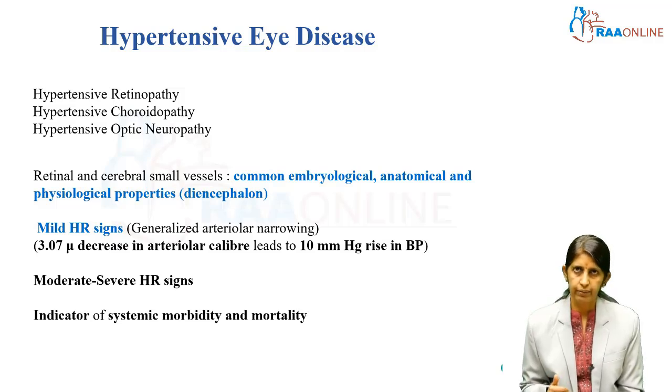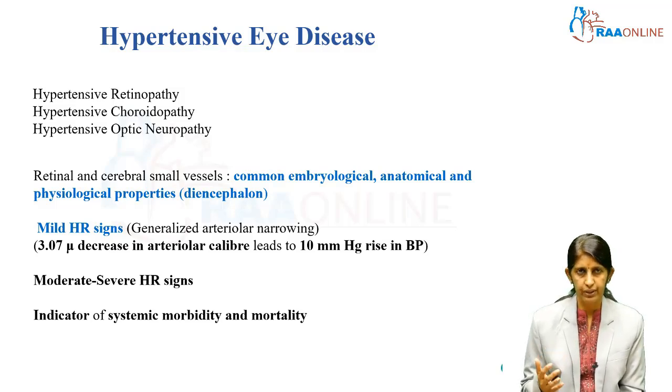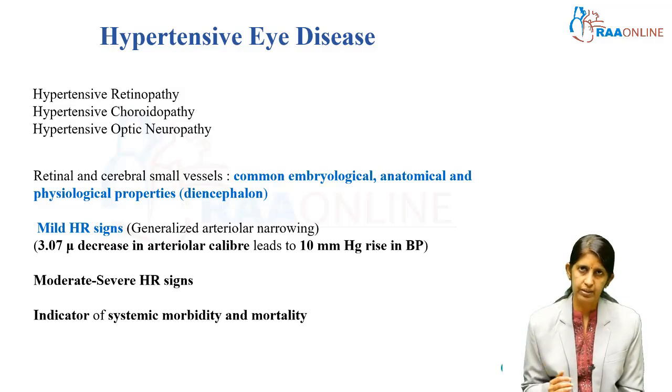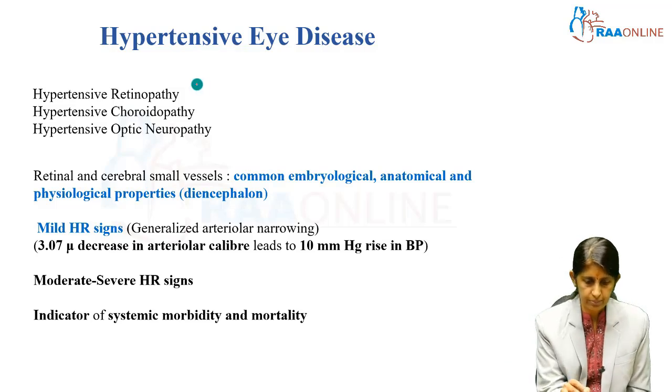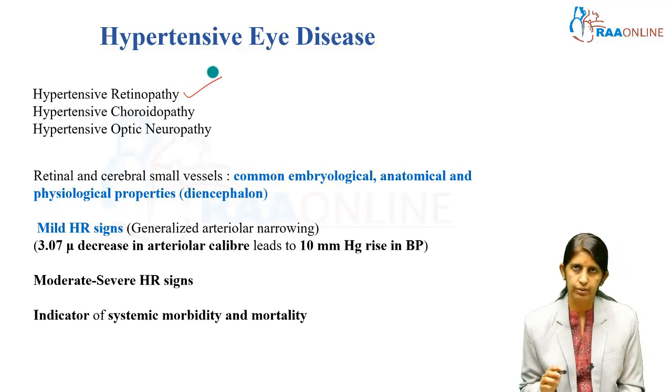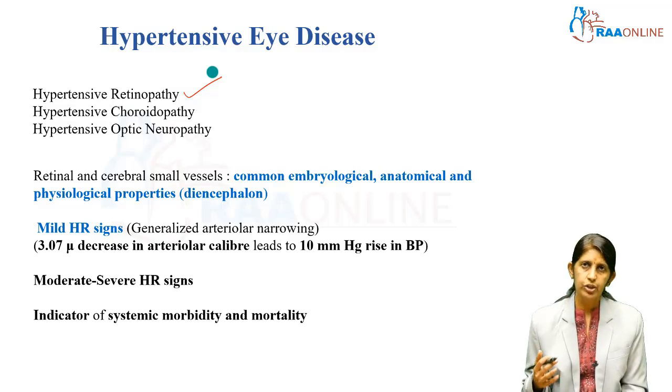Again, acute elevations of BP are associated more severely with choroidopathy and optic neuropathy, whereas a persistently high elevation of blood pressure is more frequently associated with hypertensive retinopathy. So, this is the most frequent cause that we encounter in our day-to-day practice. Nevertheless, in each patient we have to look for choroidopathy and optic neuropathy as well.